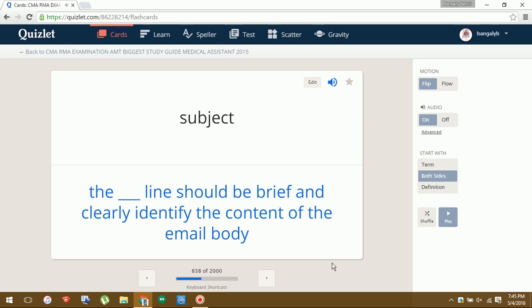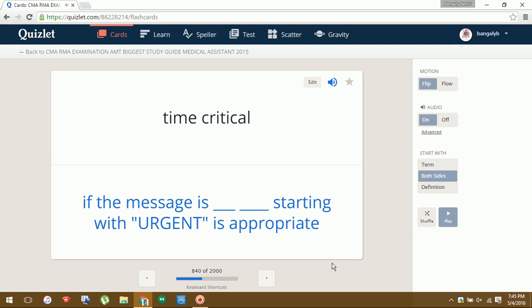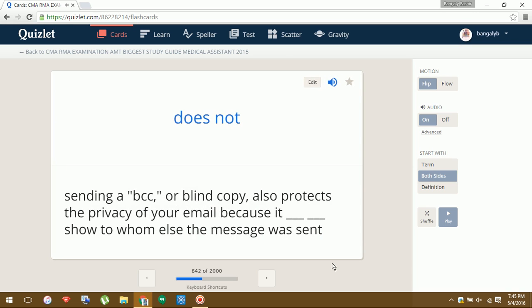Subject. The subject line should be brief and clearly identify the content of the email body. Re. Shorthand for regarding. Time critical. If the message is time critical, starting with urgent is appropriate. BCC. Shorthand for blind copy. Does not. Sending a BCC or blind copy also protects the privacy of your email because it does not show to whom else the message was sent.